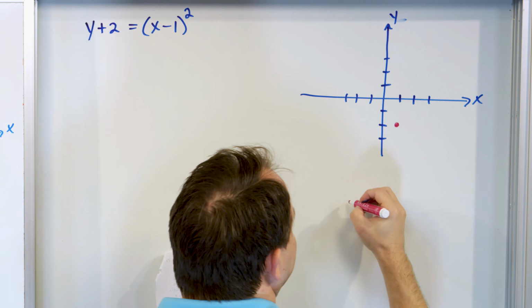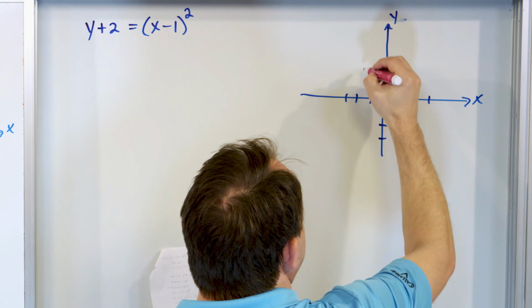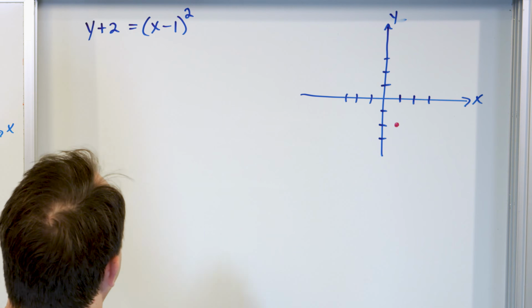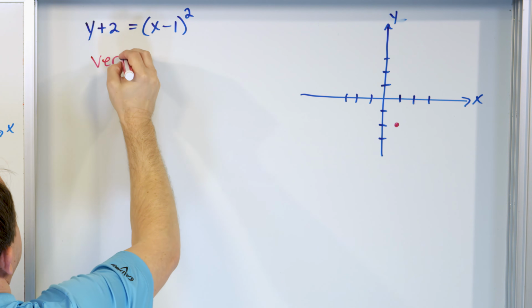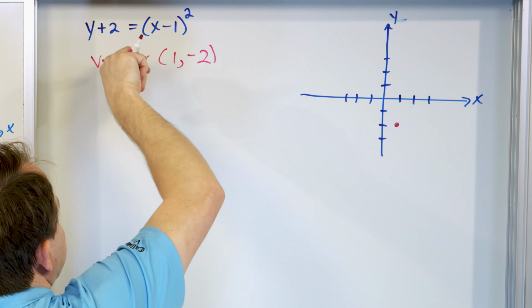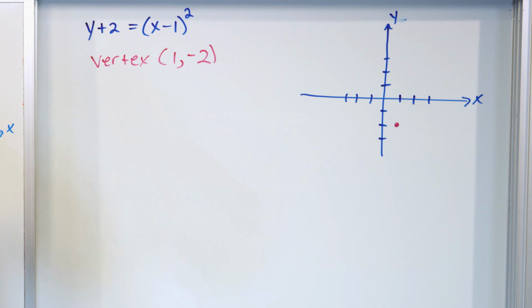And the parabola can either go upside down, or it could be right side up. You have to look at other parts of the equation to figure that out. But we can write down that the vertex is at 1, negative 2. 1 unit shifted to the right, 2 units shifted down from the origin. So we have 1 comma negative 2.